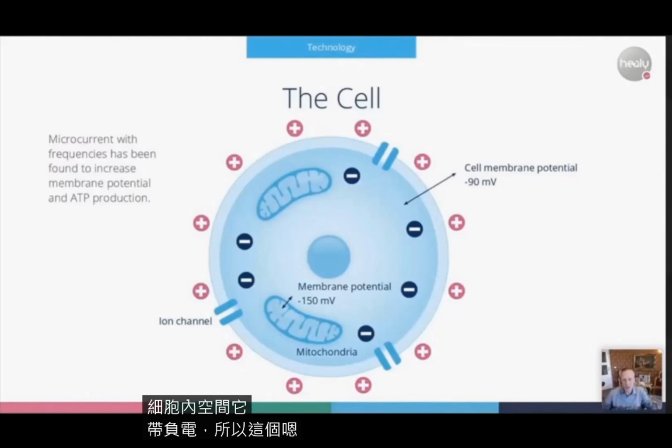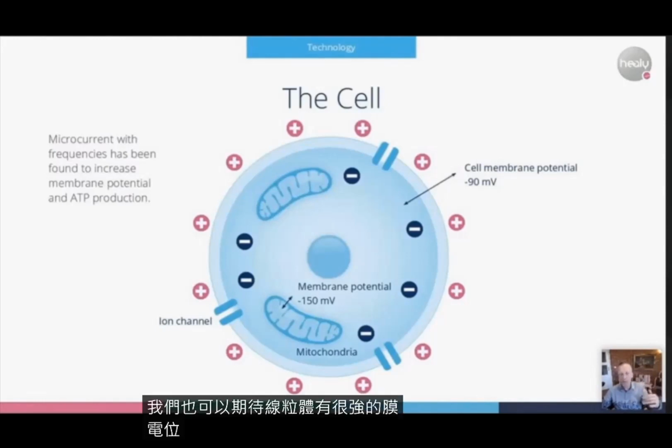So this creates the cell membrane potential, which is up to minus 90 millivolt. But the cell membrane potential is not the only membrane potential in the cell, because inside the cell we have the mitochondria. The mitochondria are the little power stations of the cell, and they are producing the ATP. They have their own membrane potential, which is even higher. It's minus 150 millivolt. So when the cell membrane potential of the cell is strong, we can also expect a strong membrane potential at the mitochondria.